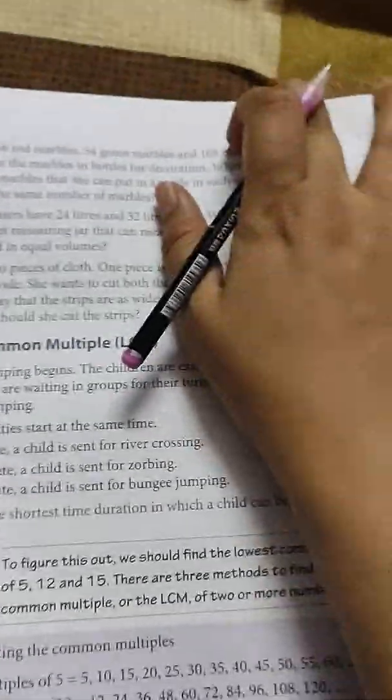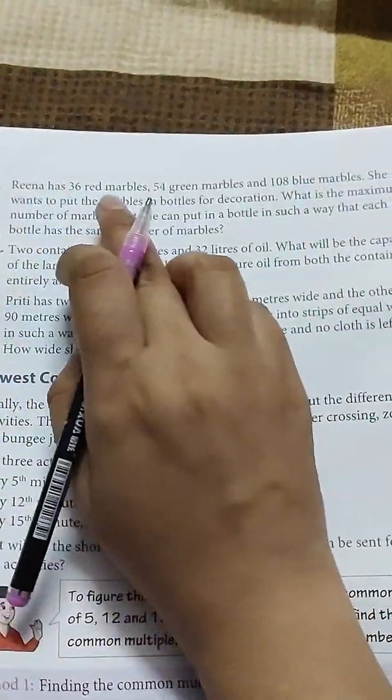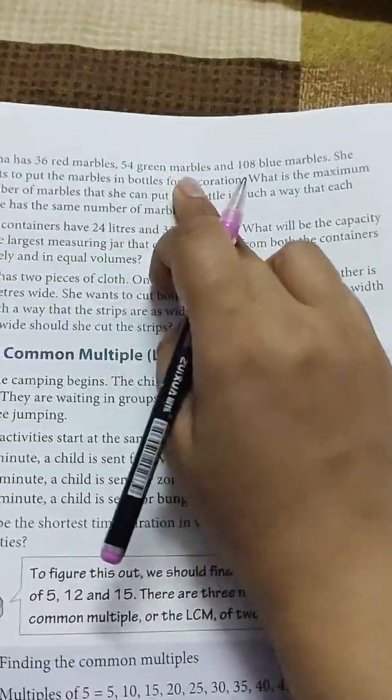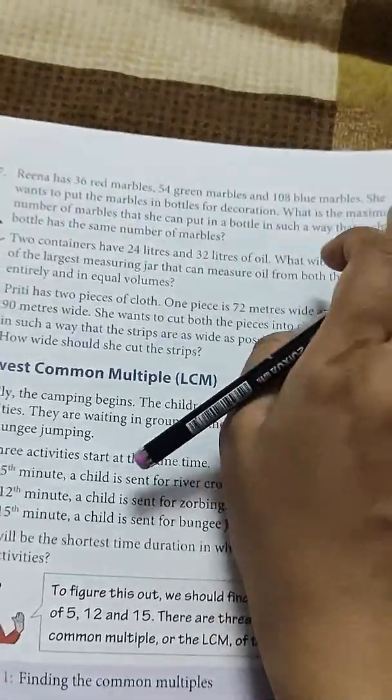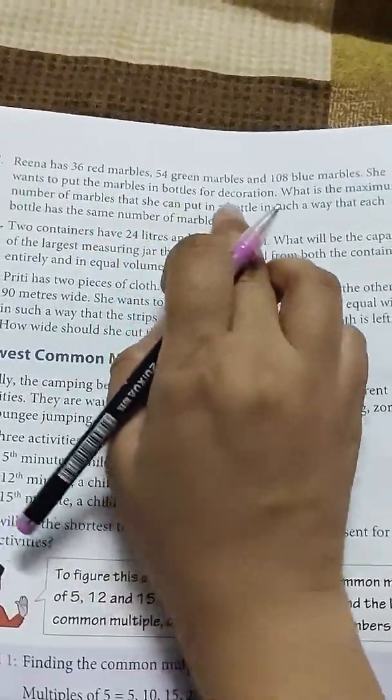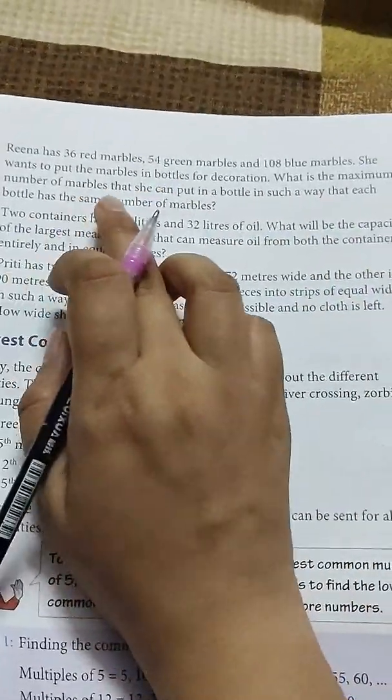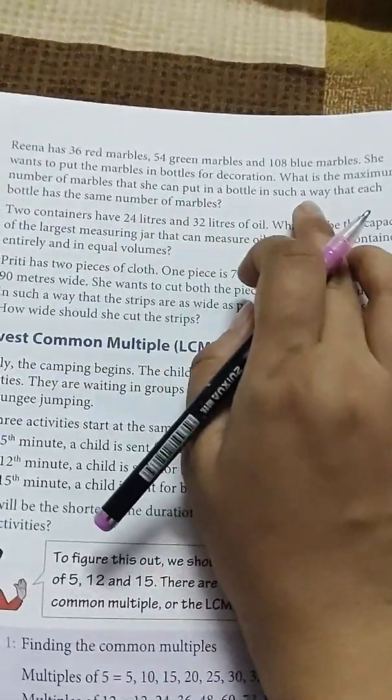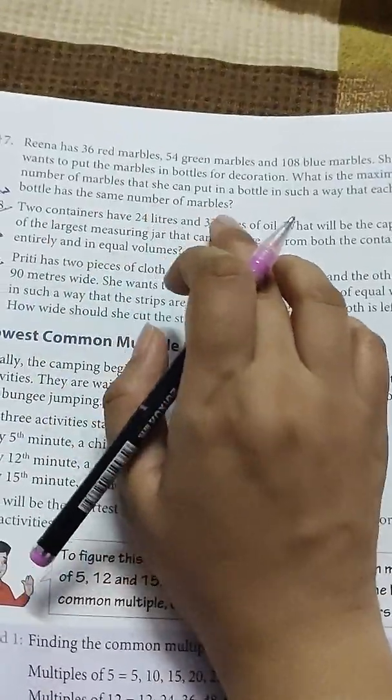Okay, then afterwards the next question: Reena has 36 red marbles, 54 green marbles and 108 blue marbles. She wants to put the marbles in bottles for decoration. What is the maximum number of marbles that can be put in a bottle in such a way that each bottle has the same number of marbles?